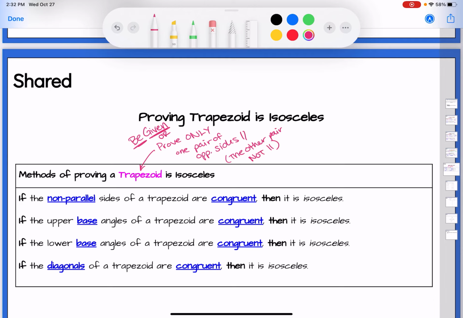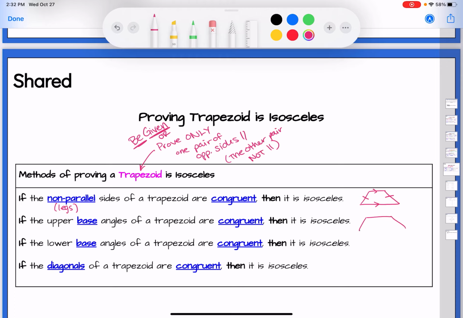So as soon as you know that you have a trapezoid, to prove the trapezoid is isosceles, we could say, okay, the non-parallel sides, which we know are called the legs, right? The non-parallel sides of the trapezoid are congruent. If you know that, then it has to be an isosceles trapezoid. Remember, you have already ruled out parallelograms because you know it's a trapezoid already. So as soon as you know that those non-parallel sides are congruent, it's isosceles.